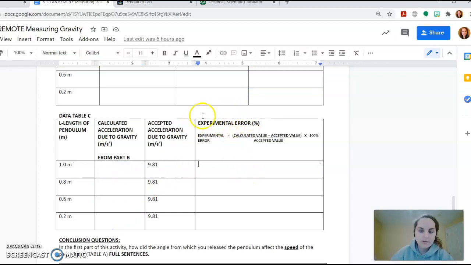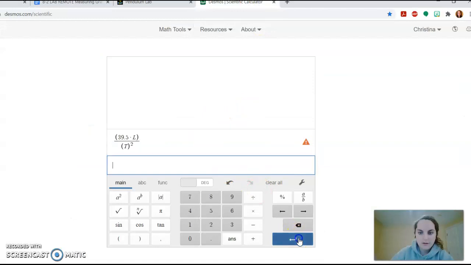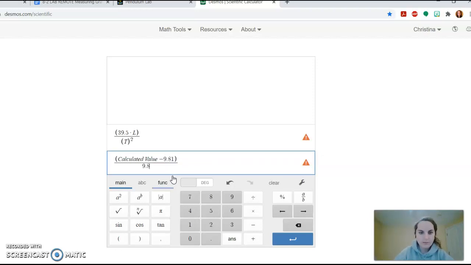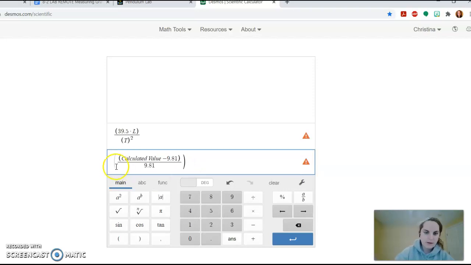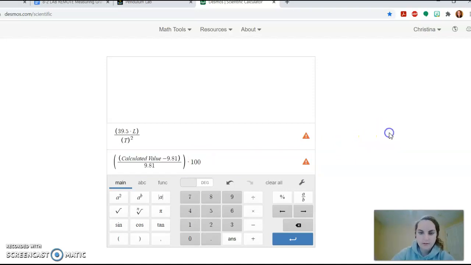Okay, and now you're going to solve for experimental error. Okay, so if you go back to your calculator, it's going to be your calculated value minus your accepted value, so that's 9.81, all divided by 9.81. Okay, I'm going to put parentheses around this. And all of that has to be multiplied by 100%.